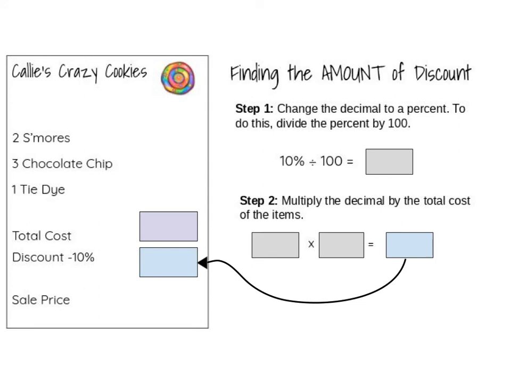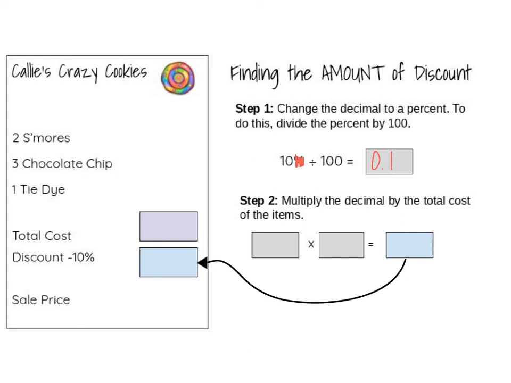Next is finding the amount of discount. Step 1 of this part is changing the percent to a decimal. To do this, you divide the percent by 100. You don't use your percent key in the calculator. I never taught you how to do that. I know some of you know how to do that, and that's fine, but you can't type in 10% divided by 100. You have to type in 10 divided by 100. That gives you your percent as a decimal, which is 0.1.